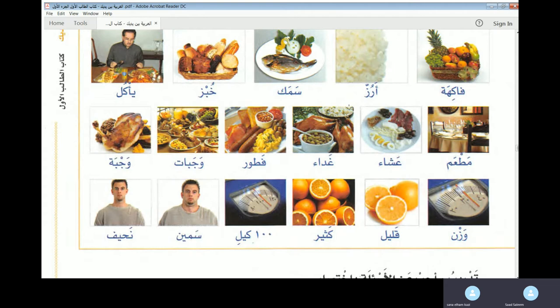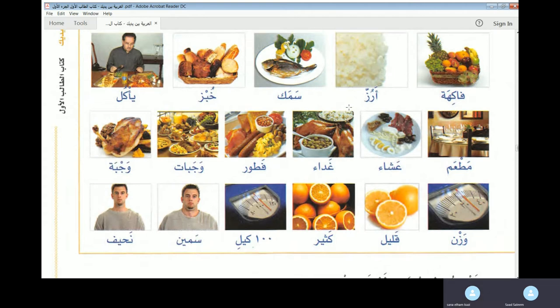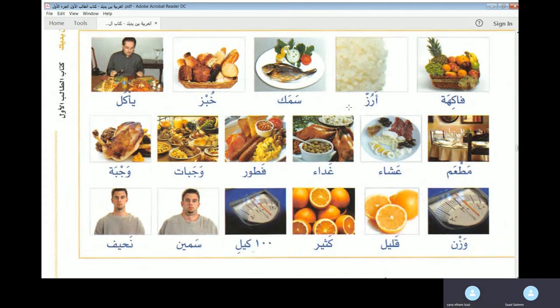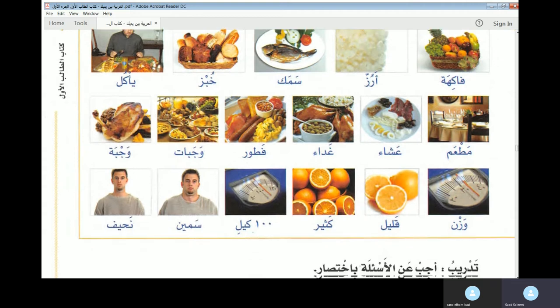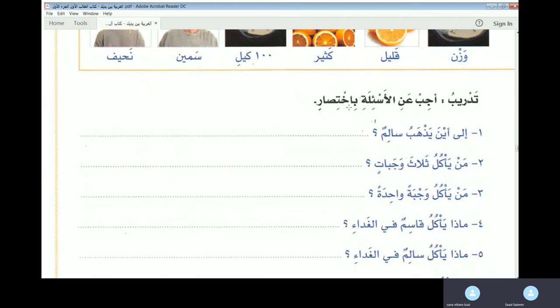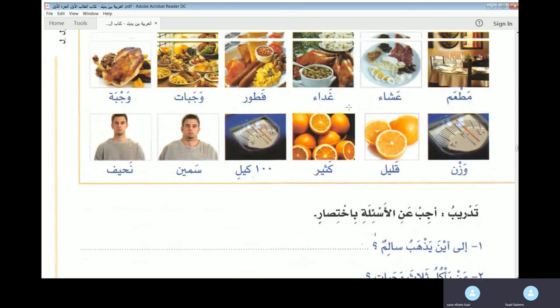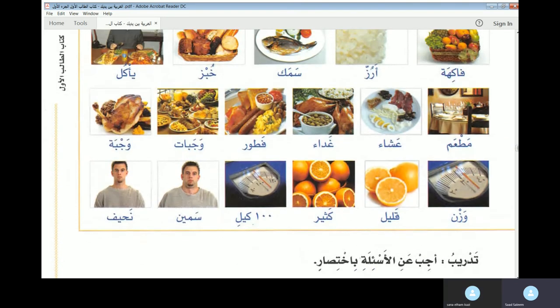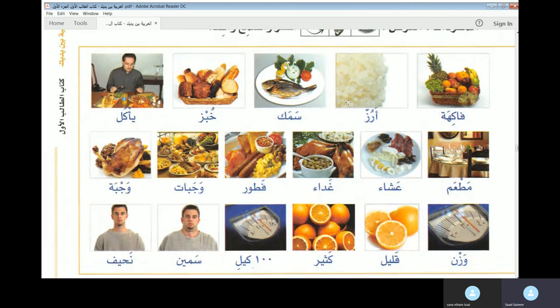These three are very similar words. But at the moment, just memorize this word. Fakiha, fruit. And Fawake, fruits. Then it's Aruzu, right? Aruzu. When it is eaten, it is Aruzza. And when it is separate, just like here, it is Aruzu.